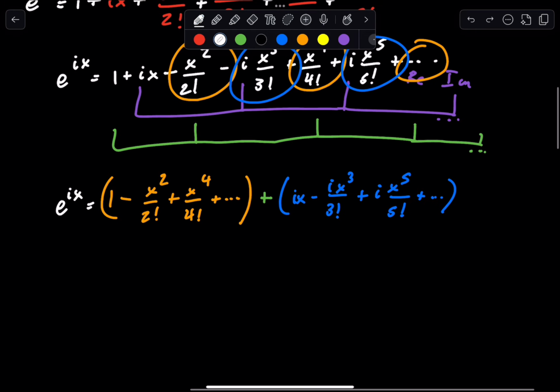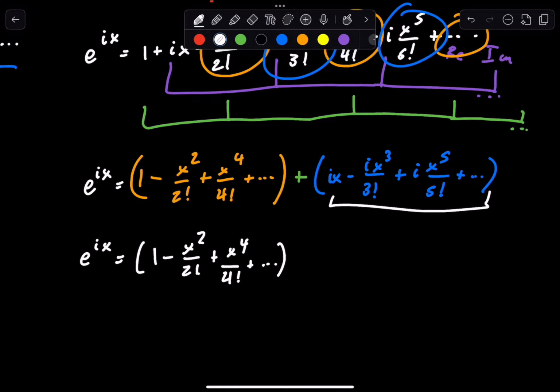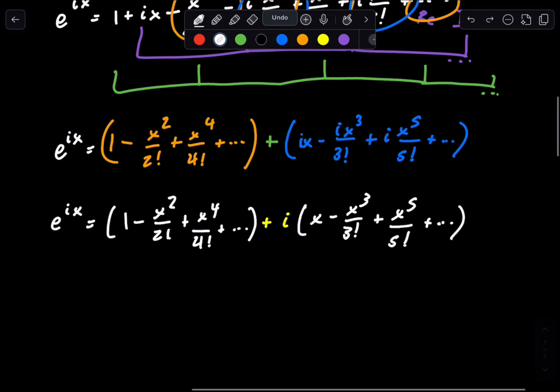And now we're here. Now I'm going to clean this up a little bit. This is going to be the same. 1 minus x squared over 2 factorial plus x to the 4th over 4 factorial plus dot dot dot, parentheses. I'm going to factor out an i because we grouped all of our imaginary terms like this. So it's valid for me to do plus i times x minus x cubed over 3 factorial plus x to the 5th over 5 factorial plus dot dot dot, just like that. Because all of these terms are imaginary, this is valid because this distributes properly and there's nothing to worry about.